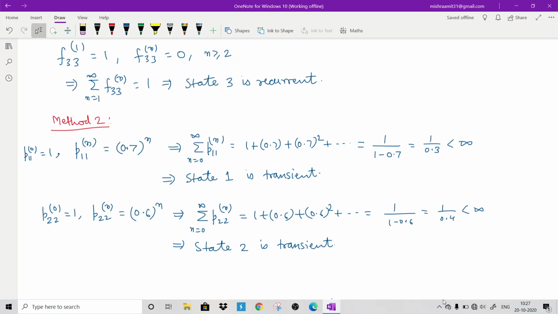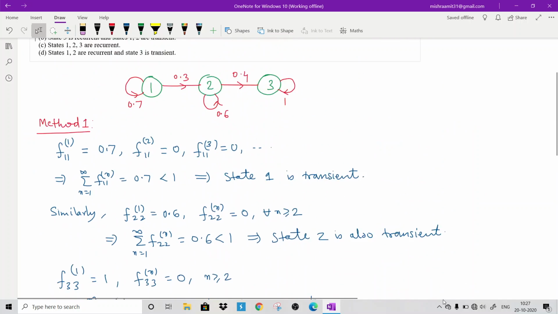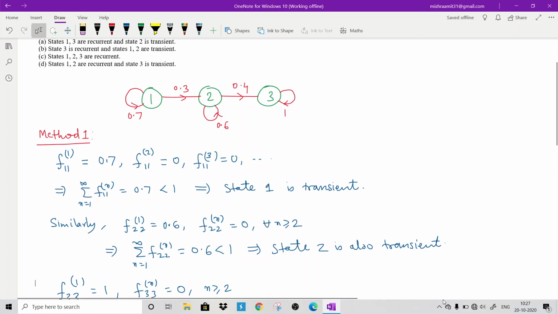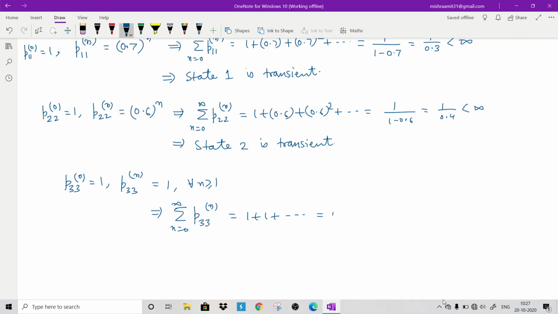Now what about state 3? P330 will be 1, no problem. What is P33n for others? Remember that that is also 1, because if you see the transition graph, from 3 the only possibility is going to 3. So all the probabilities are 1 actually. If all of them are 1, then what is the sum, n from 0 to infinity, of P33n? This sum is 1 plus 1 plus dot dot dot. You know that this is a divergent series. So if this is a divergent series, then state 3 is recurrent.